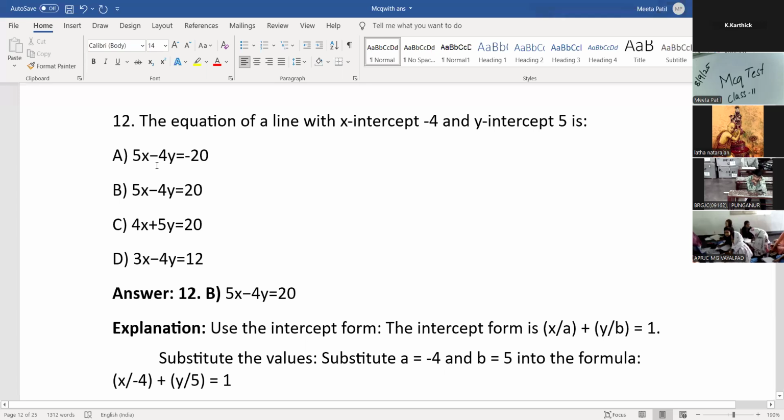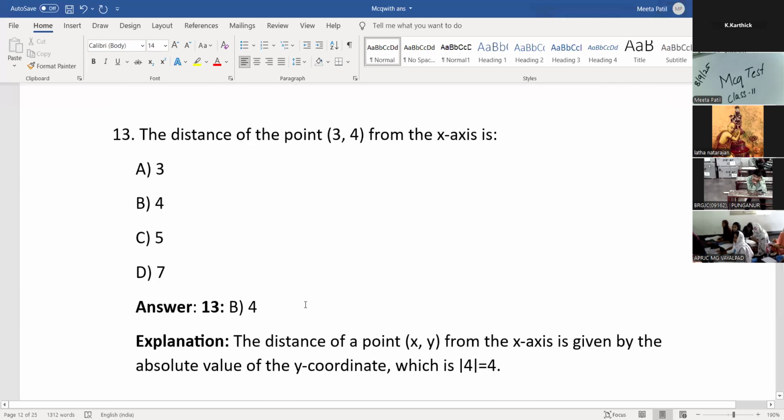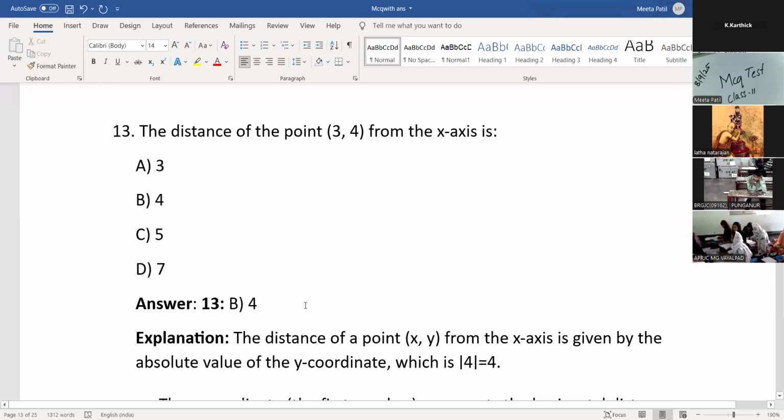So further moving to the next one, the equation of the line with x-intercept -4 and y-intercept 5. According to this, we have the intercept formula. What is that formula? x/a + y/b = 1. So substitute the values of the x-intercept and y-intercept over there, and you are going to get the equation. The correct answer for the 12th question is option B, 5x - 4y = 20.